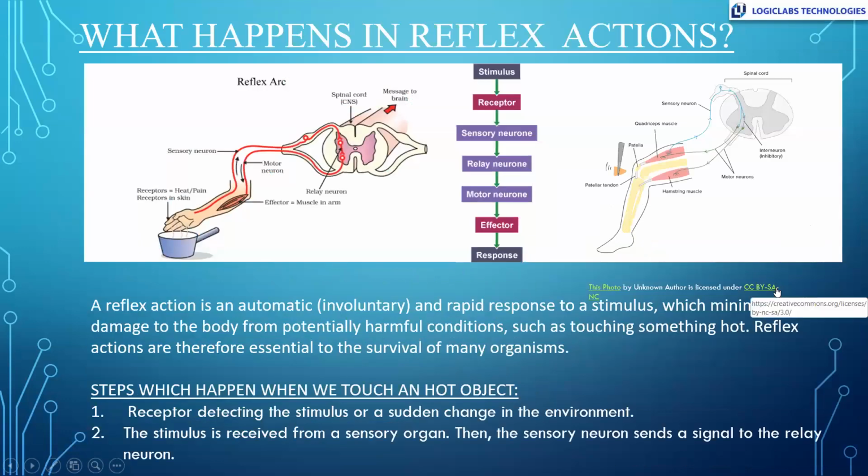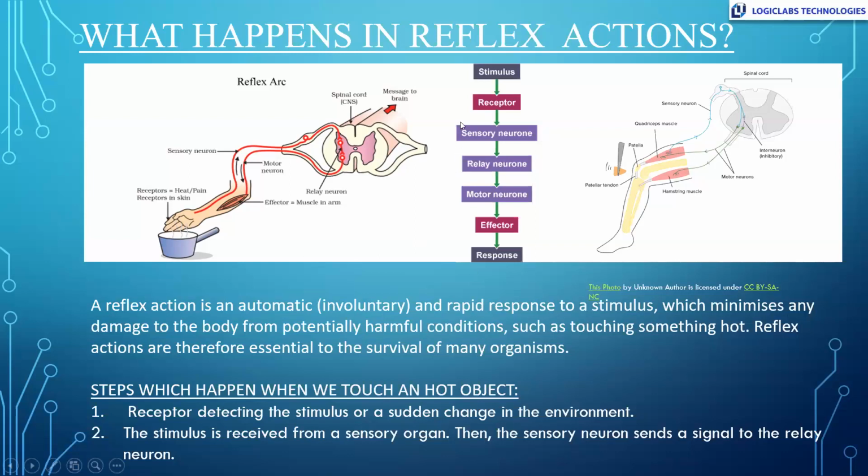The next one is the reflex action, which is one of the most important things that happens in our body. It is an automatic or involuntary response to a stimulus which minimizes damage. Where there is no damage occurring due to these reflex actions, the way we respond to those actions is much more important.